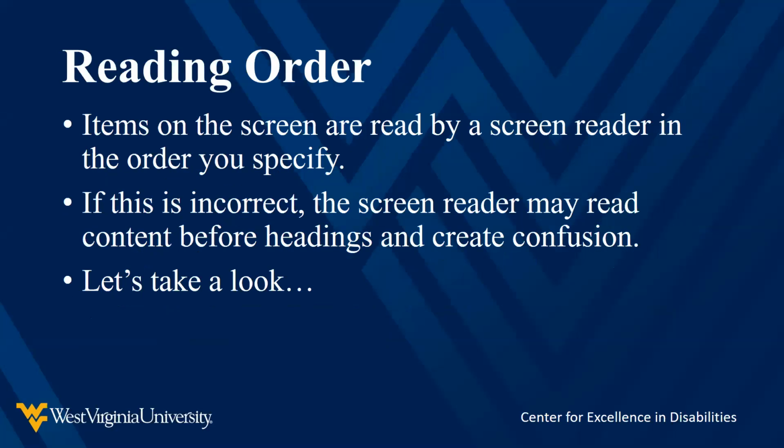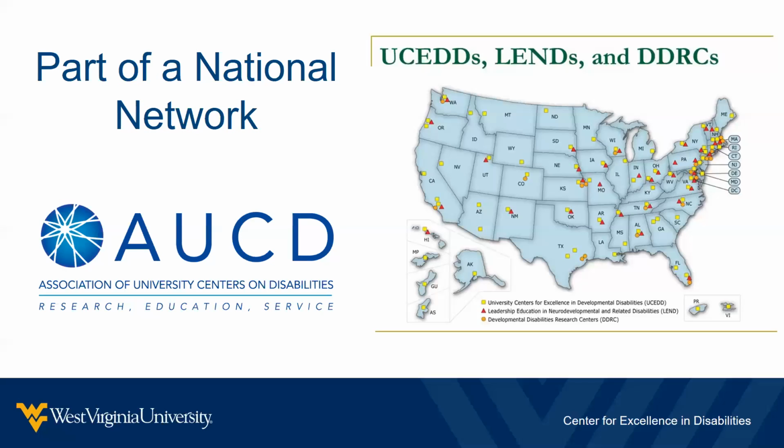So the next thing that you have to go in and check or change at times is reading order. Reading order is the order in which the items on the screen are read through the screen reader. If it's incorrect, then the screen reader may read it in a jumbled way and it's going to cause confusion. So let's look at a few of these. This image in particular has a couple components to it. This part of a national network is one component. This logo right here is an image that has alt text.